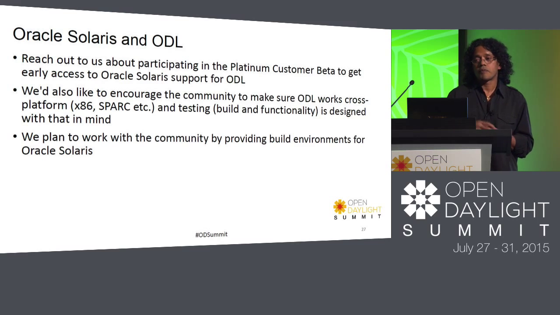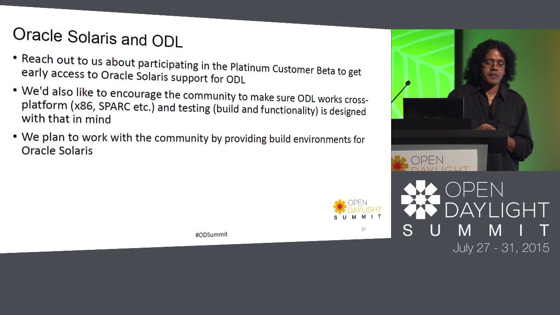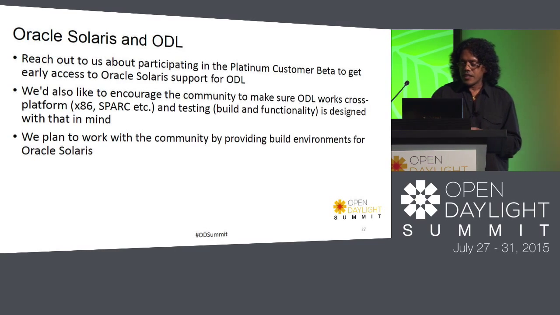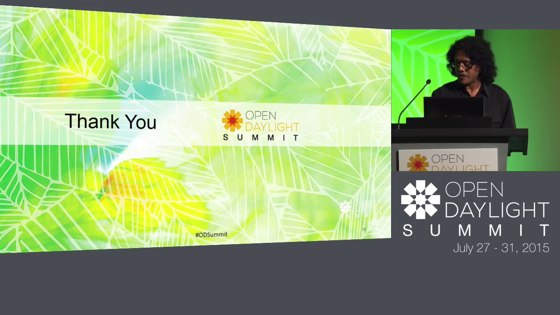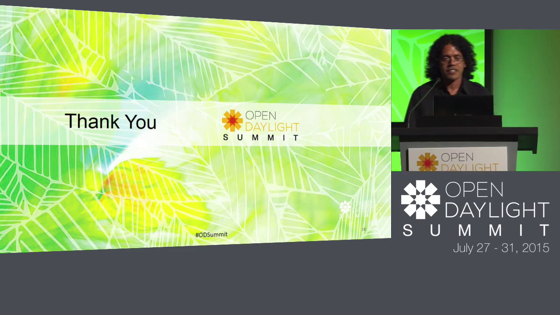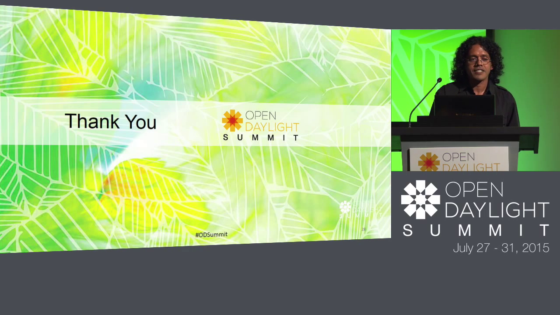We do realize that we would have to work with the community in order to make that happen. For example, we could provide some build infrastructure, Solaris Spark, so that the build and the testing involve Oracle Solaris x86 and Spark as well, so that we don't have to constantly monitor whether something is broken on Solaris x86 or Spark for that matter. So I think that is pretty much what we had, and we have quite some time here for questions if folks have any.